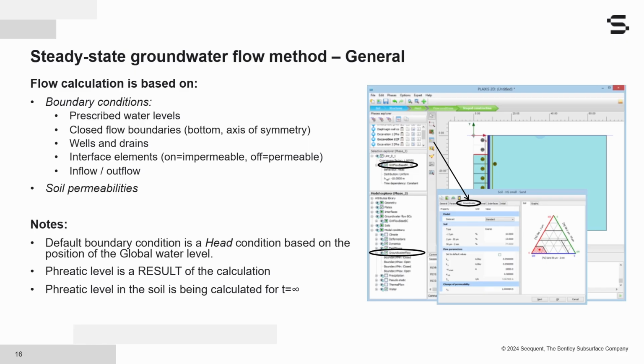Another difference in this type of calculation is that the default boundary condition is a head condition based on the position of the global water level, and that the phreatic level is not an input, but it is the result of the calculation for an infinite amount of time. So what's important here is the intersection points of the water level with the active model boundaries, and the program will calculate flow boundary conditions in terms of groundwater head corresponding to the water level. So the internal part of the water level is not used, and it will be replaced by a phreatic level resulting from the groundwater flow calculation. As such, the water level tool, in this case, is just a convenient tool to create boundary conditions for a flow calculation.